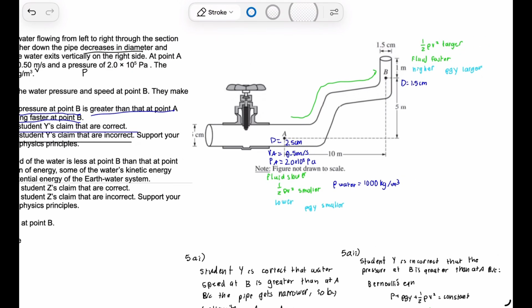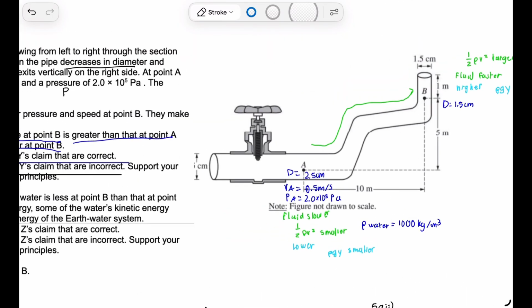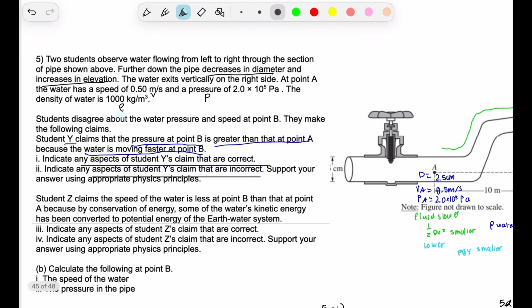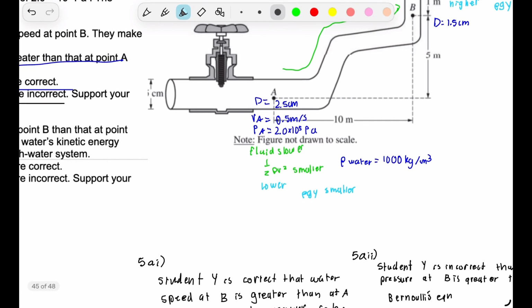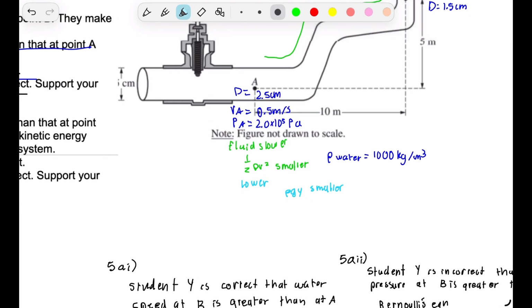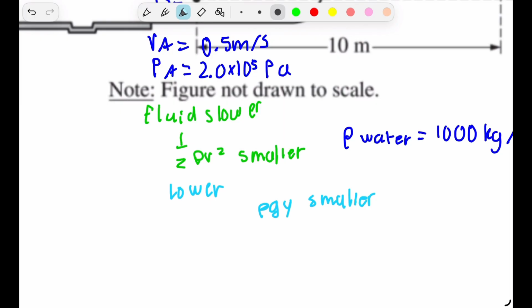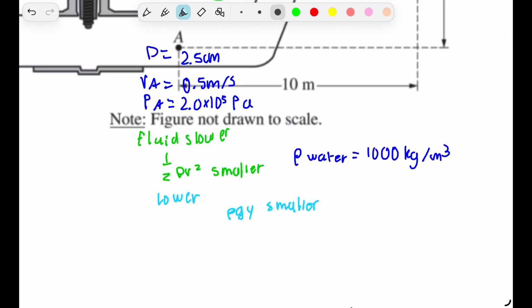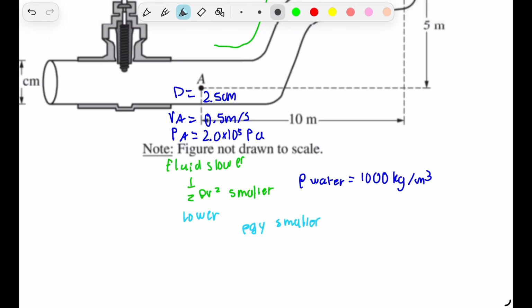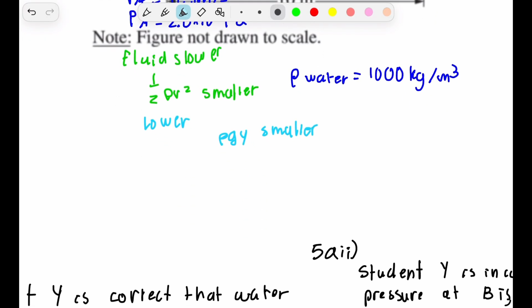So let's actually look at what we have in the scenario given our situation and not looking at the students so far. At point A, we have a diameter that is 2.5 centimeters and a speed that is 0.5 meters per second. The pressure is 2.0 times 10 to the power 5 pascals, and our fluid is going to be slower here. So the portion of Bernoulli's equation that has v in it, the 1/2 rho v squared, will be smaller. And we know that this is a lower elevation, and in Bernoulli's equation, that's the part where we have rho gy, so that part of the equation will be smaller.